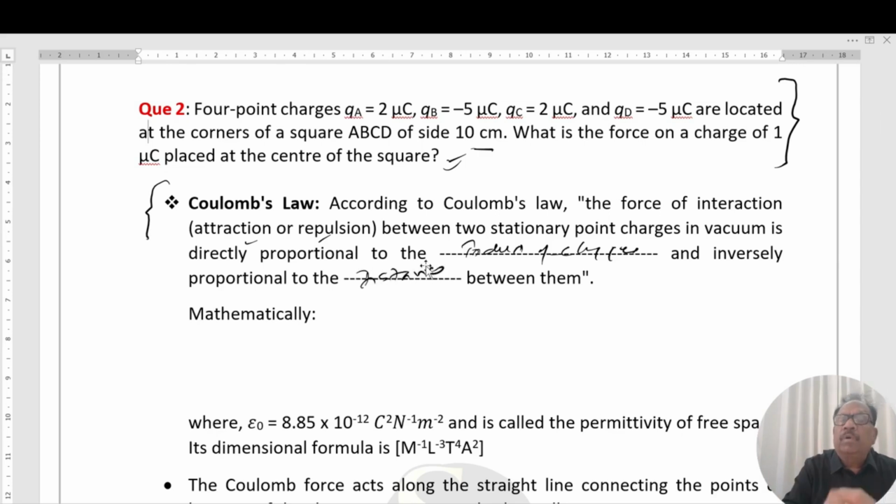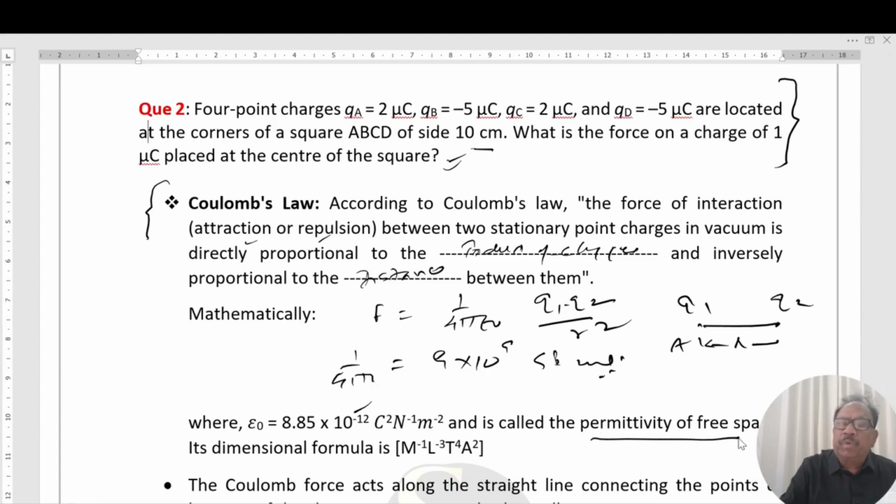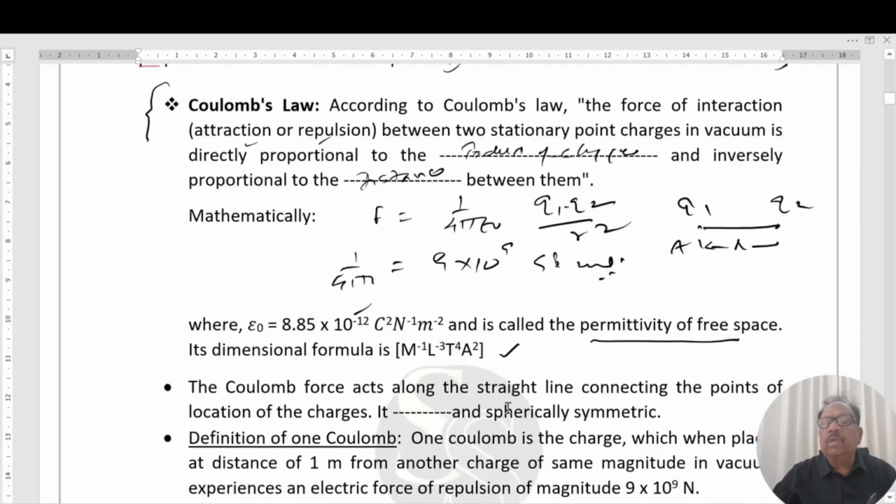And it is inversely proportional to the square of the distance between them. Mathematically, F equals 1 over 4 pi epsilon naught times Q1 Q2 upon R square. Say this is charge Q1, this is charge Q2, and the distance between them is R. The value of 1 over 4 pi epsilon naught is 9 × 10⁹ in SI units. Epsilon naught is 8.85 × 10⁻¹², called the permittivity of free space. Its dimensions are M⁻¹ L⁻³ T⁴ A².